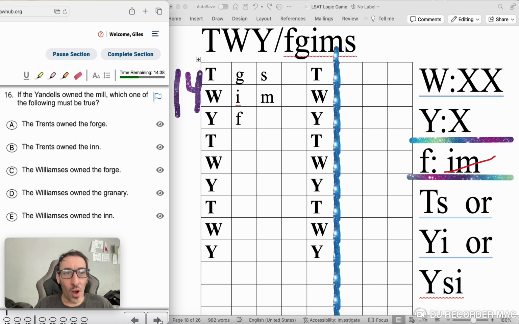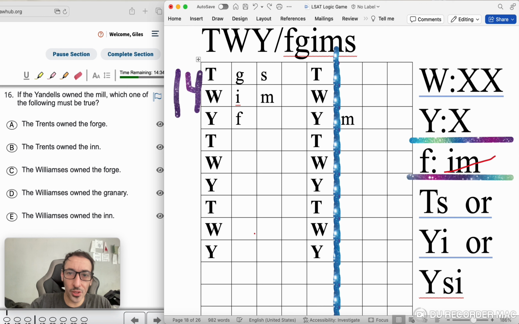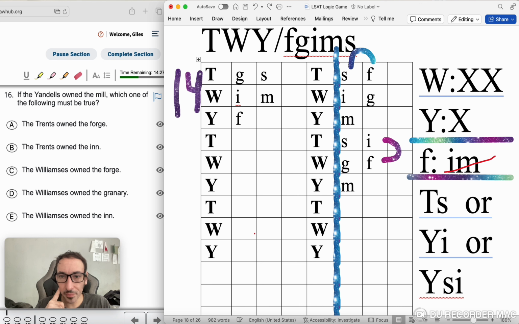Question 16. If Y owns the mill, which one of the following must be true? So this is a really good specific question. And it's basically going to be communicating about the ownership, and it wants to know if M is in the Y ownership, which of the following must be true. So I created two worlds here right now at this moment. And with these two worlds on the right hand side, it has M as the ownership.